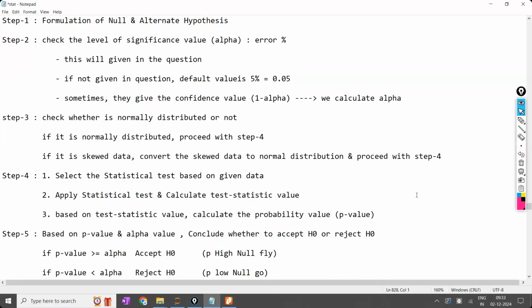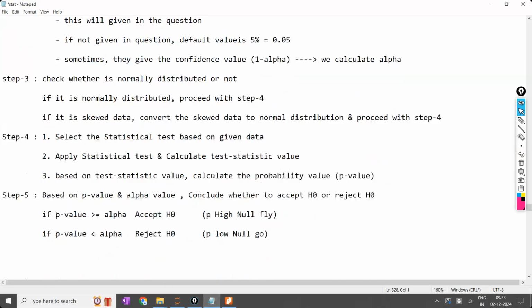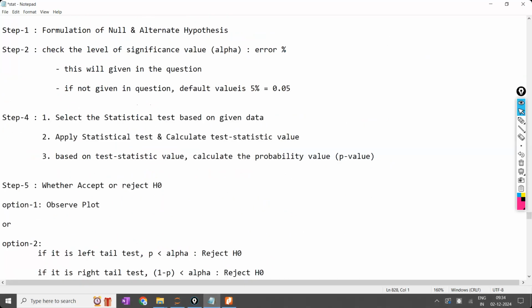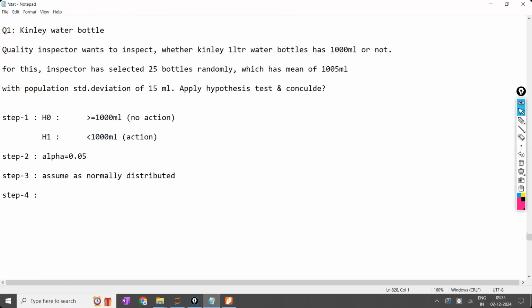Now, once again I'm repeating, total 3 of them. That is case study number 1. Your first case study is the Kinley water bottle, where a quality inspector wants to inspect whether the Kinley 1 liter water bottle has exactly 1000 ml or not. The inspector has selected 25 bottles randomly, which have a mean of 1005 ml, with a population standard deviation of 15 ml. Apply the hypothesis test and conclude the test.